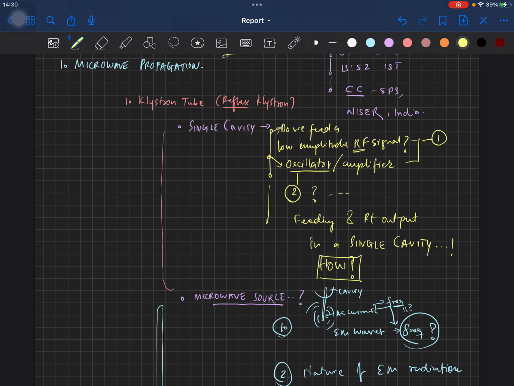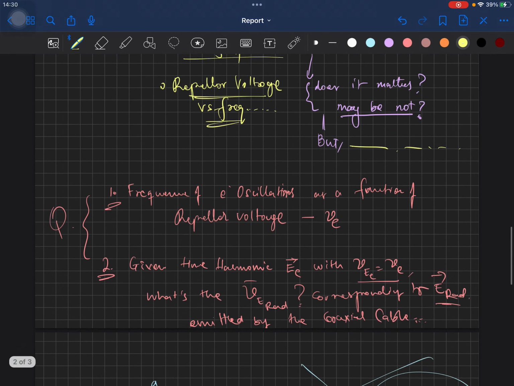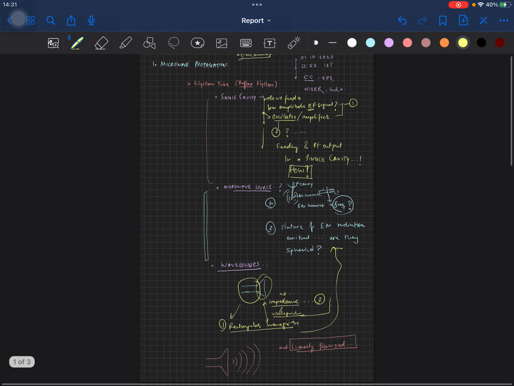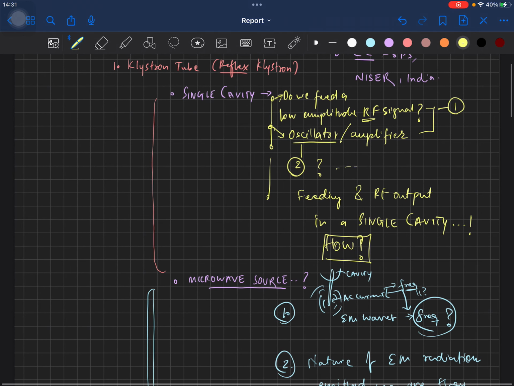Apart from, of course, the big picture is fine, I have calculations to do. There is no feeding of a low input RF involved. You see, the whole point of the first question is this: the frequency of oscillations is actually coming from the repeller voltage in this configuration, instead of giving you a low amplitude RF input. So that's gone, and that's it. Single cavity thing's done.